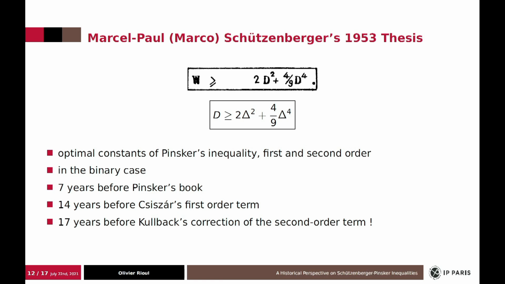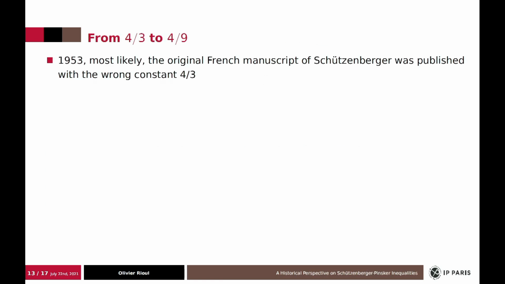Kullback-Leibler divergence. So he actually published this 7 years before Pinsker. And so what happened with the constant 3/4 and 3/9? Well, I investigated this in detail, and I found that most likely in 1953, the original French manuscript was in error, had the wrong constant.